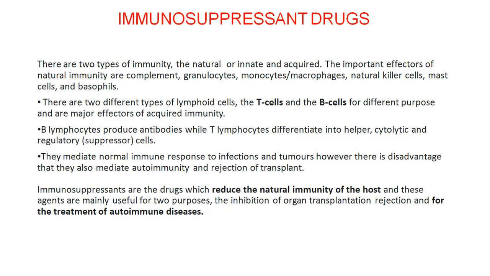Okay, immunosuppressants, these are the drugs that reduce the natural immunity of the host, and these are the agents which are useful for two purposes. What are the two purposes? They are for the treatment of autoimmune diseases, and also for organ transplant rejections. In such cases, these immunosuppressant drugs are very useful.